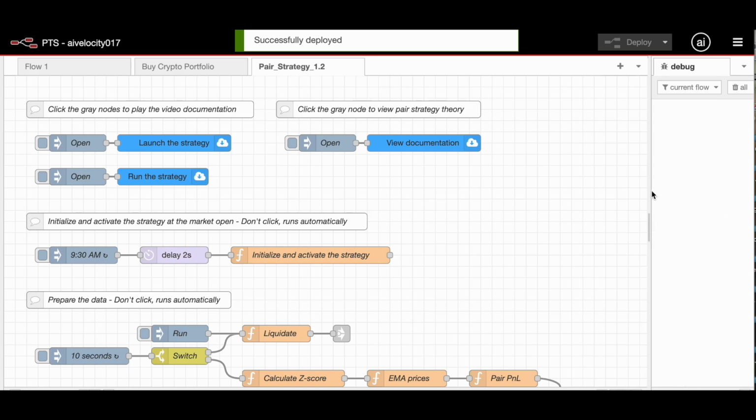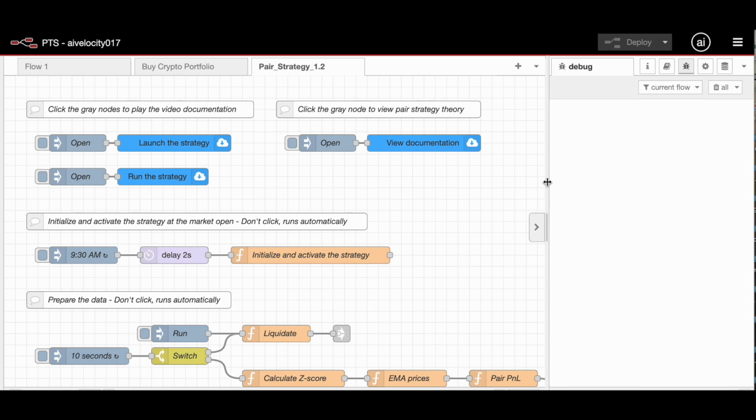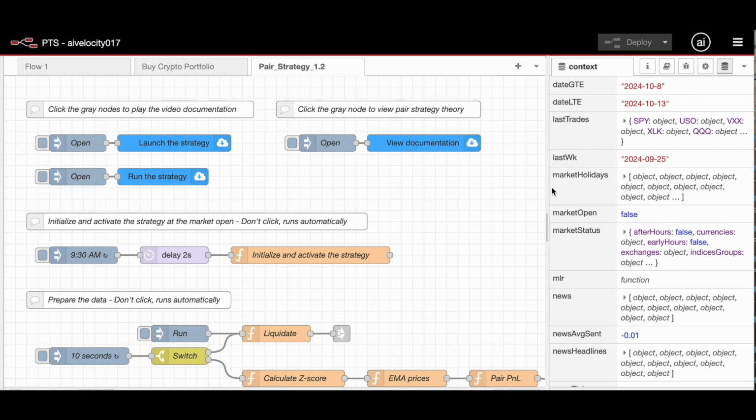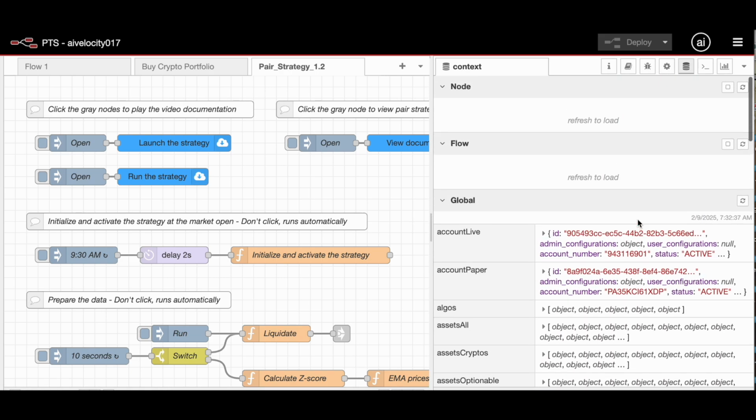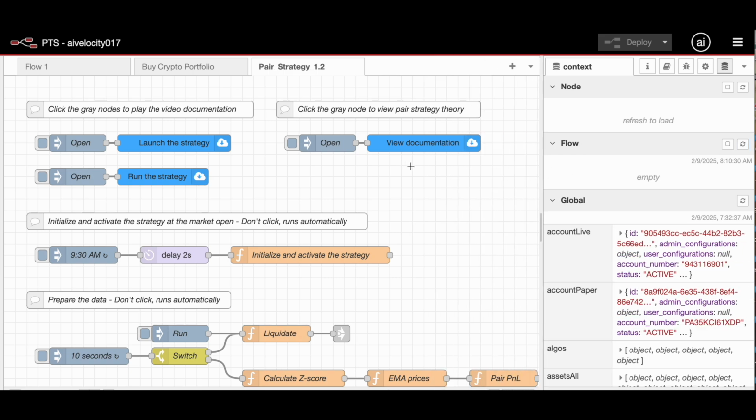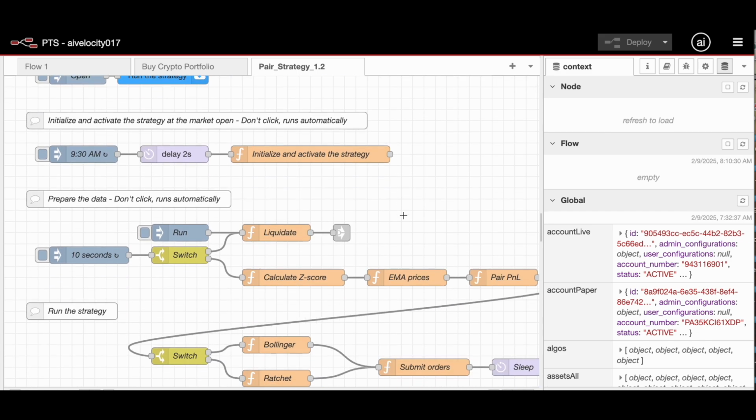If we look at our sidebar, one of the sidebar utilities is called the context node, context data, and this shows what values we've stored. And in fact, as this is running, various flow variables are being created and stored that track the performance of this algorithm. So this is what a more complex trading algorithm looks like. Again, it can be intimidating at first, but it's a lot less intimidating than writing Python code.